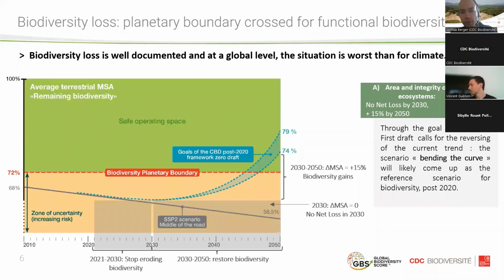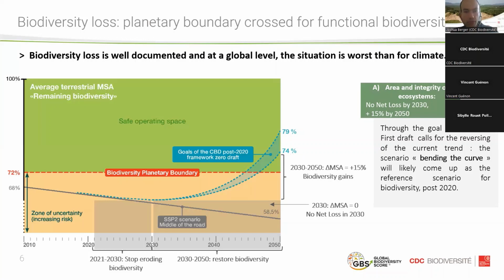And the third piece of information you can see on this chart is the blue line, the blue trajectory. That's the trajectory of COP15 of the Convention on Biological Diversity. This COP15 in Montreal should have this trajectory for ecosystem integrity: no net loss of biodiversity by 2030, so stopping the erosion of biodiversity, and then gaining about 15 to 20% of biodiversity by 2050.